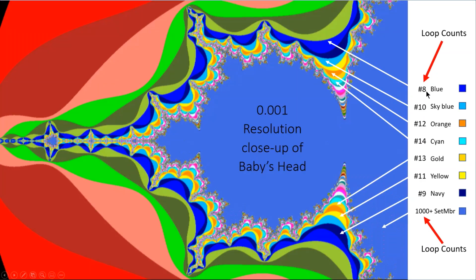We can continue that on if we chose to. Loop count 8s are blue. Loop count 9s are navy. 10s are sky blue. 11s are yellow. 12s are orange. 13s are gold, and 14, and we can continue on if we chose. These are the loop counts and these are the colors. And this is the kind of color pattern we get that surrounds the baby.